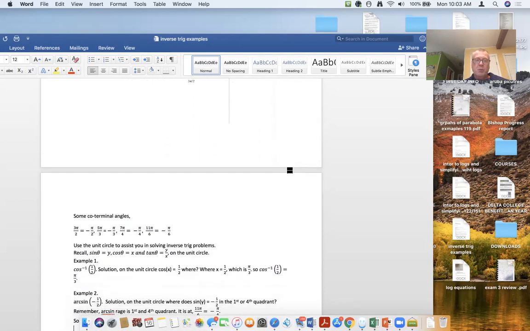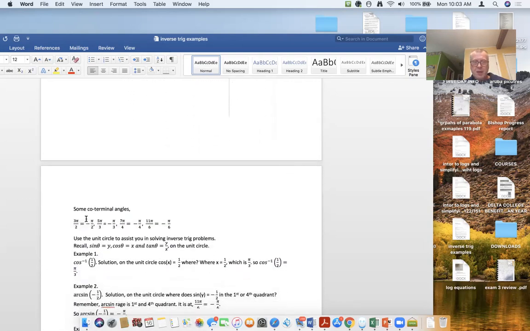Let's look at some coterminal angles. 3 pi over 2 is the same thing as minus pi over 2. That fits into that range better. 5 pi over 3 is the same thing as minus pi over 3. 7 pi over 4 is the same thing as minus pi over 4. And 11 pi over 6 is the same thing as minus pi over 6. On a unit circle, recall the hypotenuse is always 1. So the sine of theta is y over 1, or y. Cosine of theta is x over 1, or x. And tangent is y over x, because it would be sine over cosine.